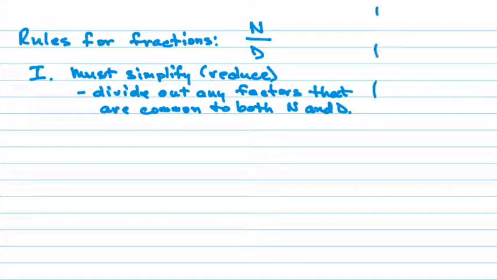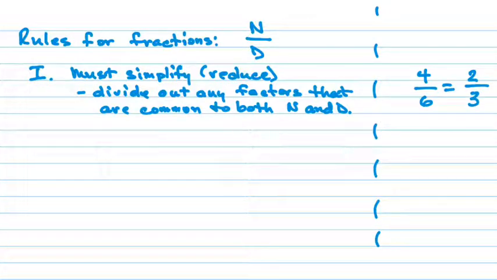So, just to remind you, say for example we have 4 over 6. Is there any number that will divide evenly into 4 and 6 at the same time? 2. Good. So 4 divided by 2 gives you a 2, and 6 divided by 2 gives you a 3. Is there anything that will divide evenly into 2 and 3? No. So we know it's completed.